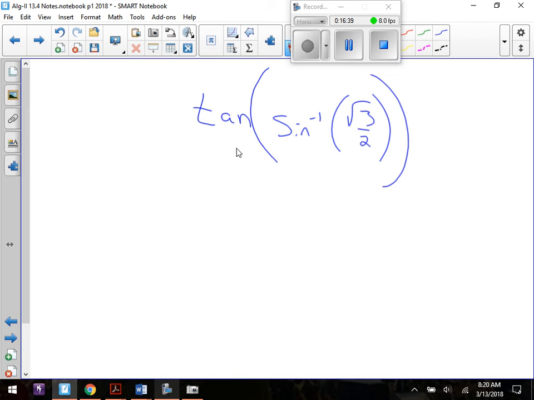Okay with that? So, first thing I have to do is figure out what angle has a sine value of root 3 over 2. So that's got to be a 60 degree or pi over 3. So that means that's tangent of 60. Well, root 3. So what's the tangent of 60?